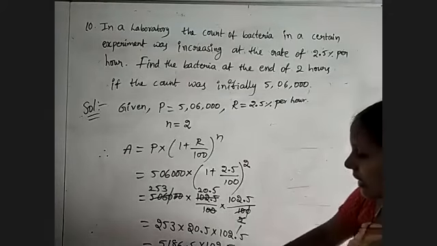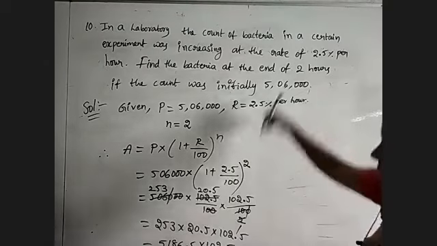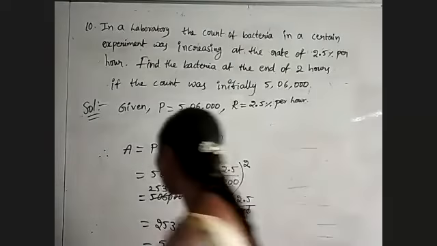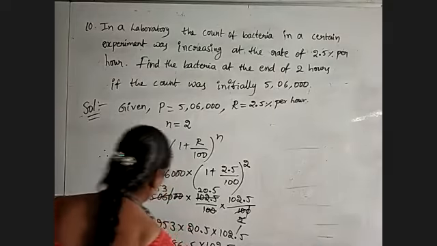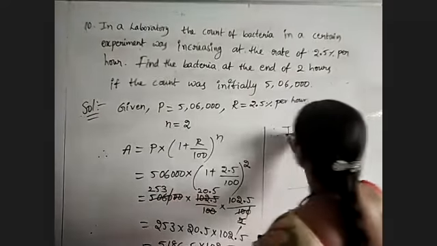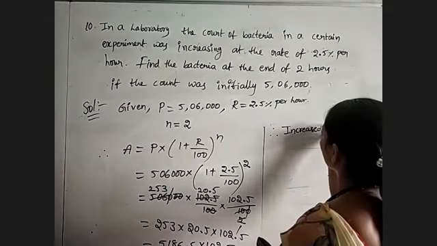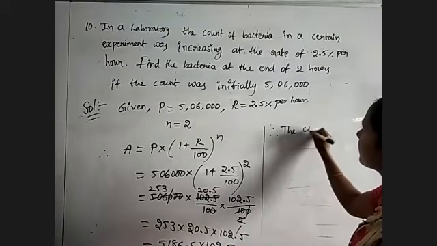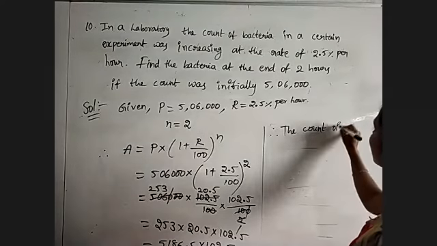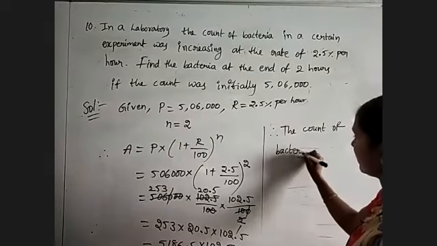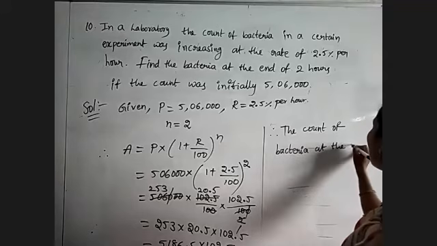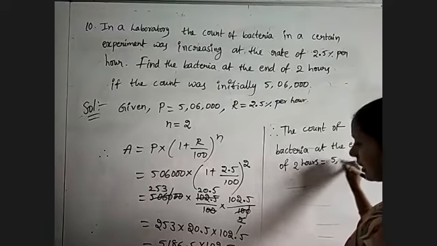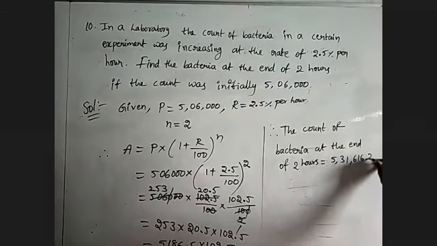So therefore, the increased count of bacteria is 5,31,616.25. That's all. So this is the required value. The count of bacteria at the end of 2 hours is equal to 5,31,616.25. That's all.